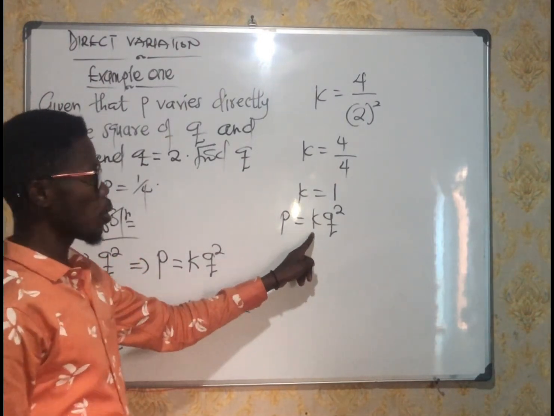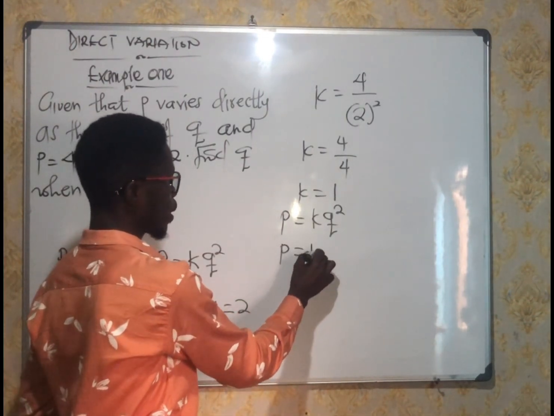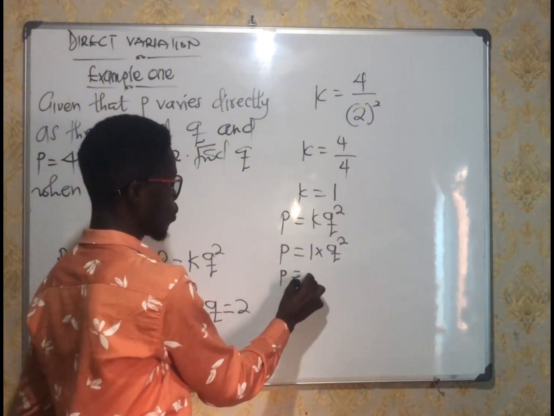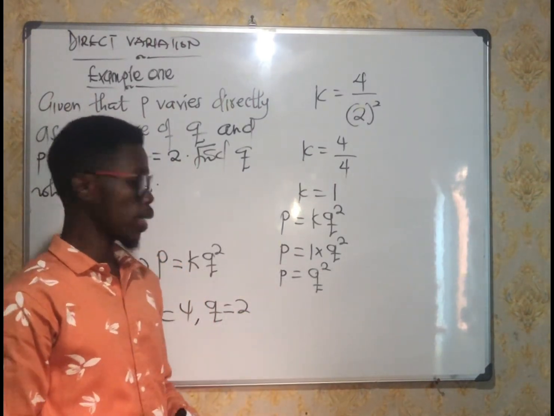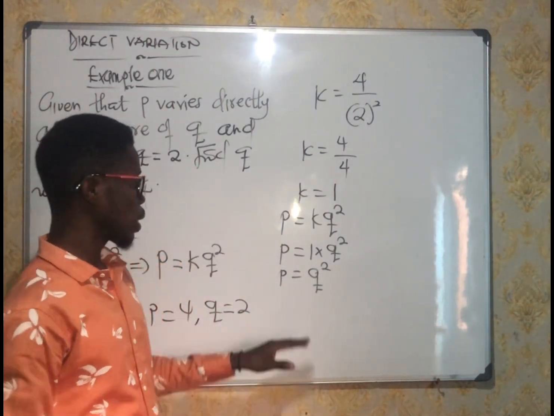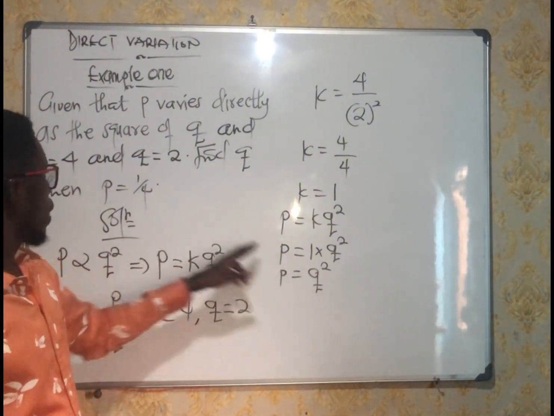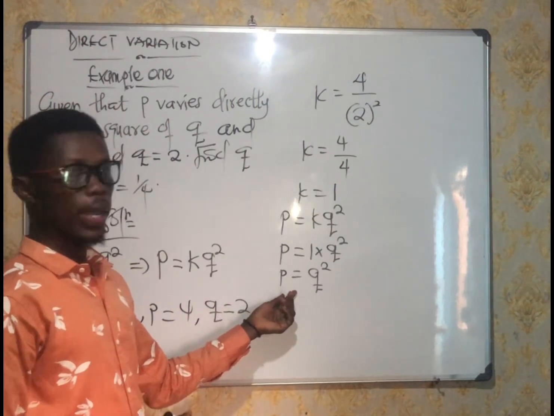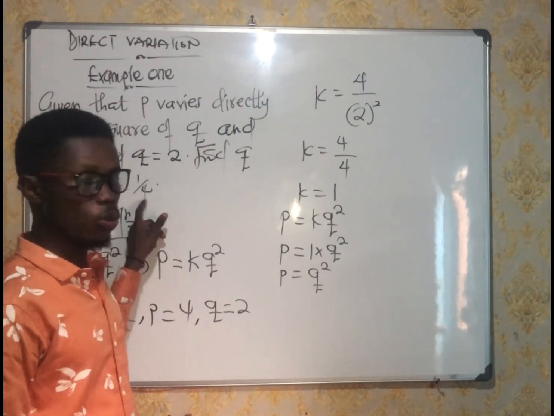Now, we work with k, which is 1. So 1 times q squared will give you the same thing, because 1 times anything will give you that thing back. All right. Now, the next question said, find q when p equals 1 over 4, okay? So meaning wherever I see p, I replace it by 1 over 4.